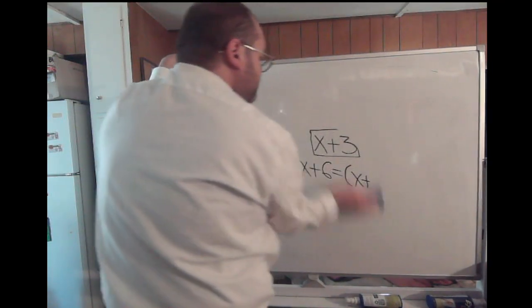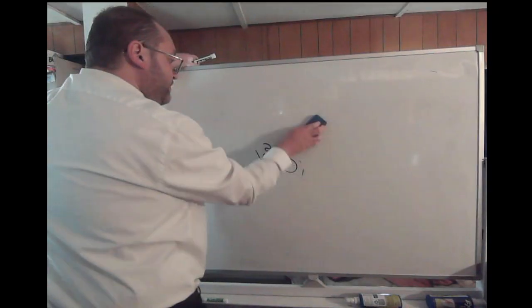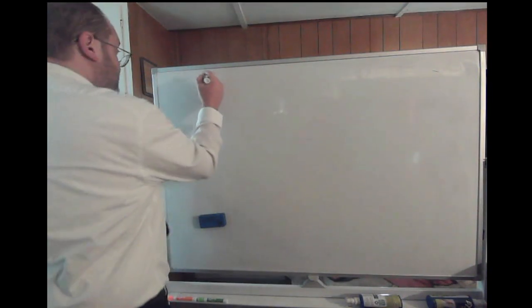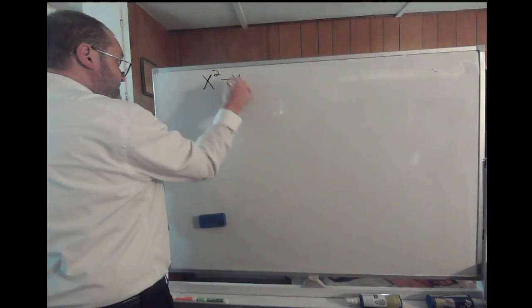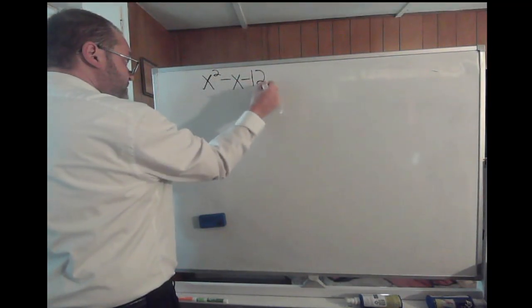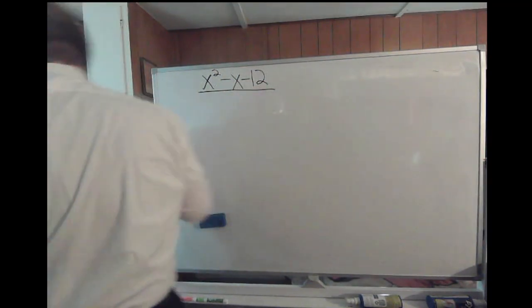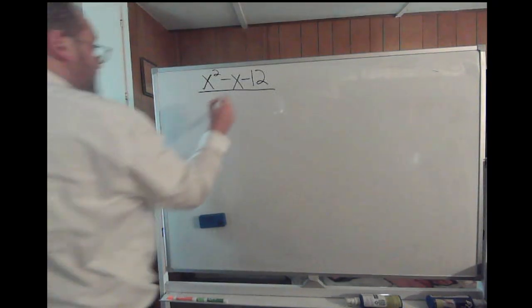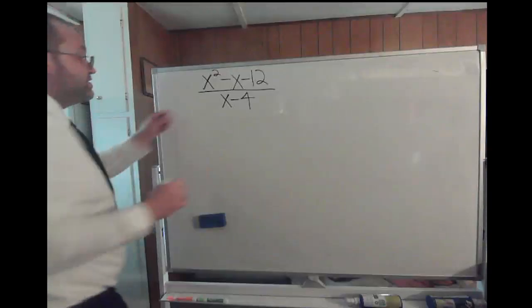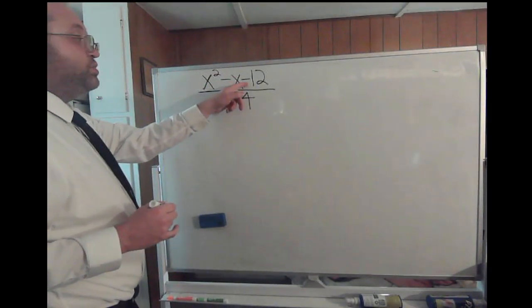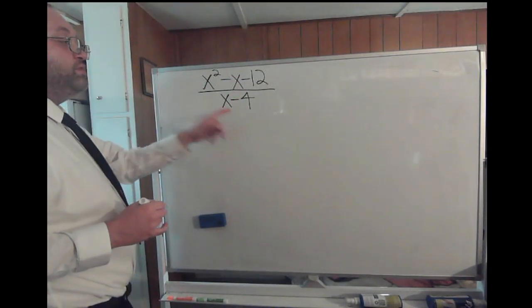Alright, let's go on here. What do we got next? Let's see. We have x squared minus x minus 12 all over x minus 4. Alright, so we got x squared minus x minus 12 divided by x minus 4.